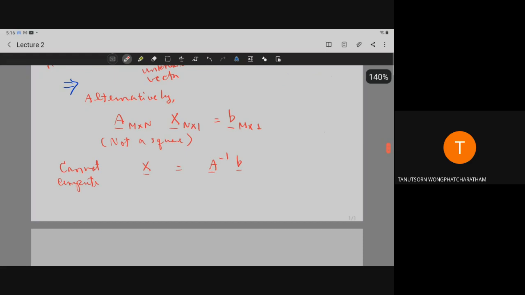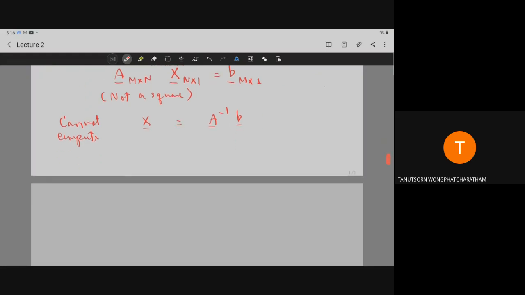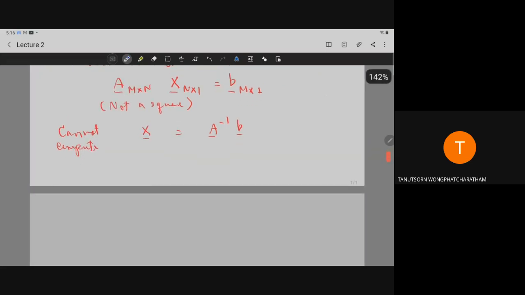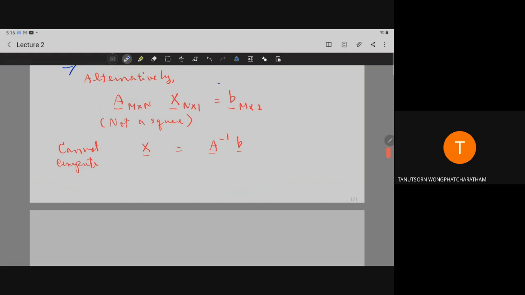So in general, if A is not a square matrix like this, one approach that we have to do is we have to do this. We change to the blue colors. Can you suggest what we can do if we are given A multiplied with X equal to B, but A is not a square matrix?